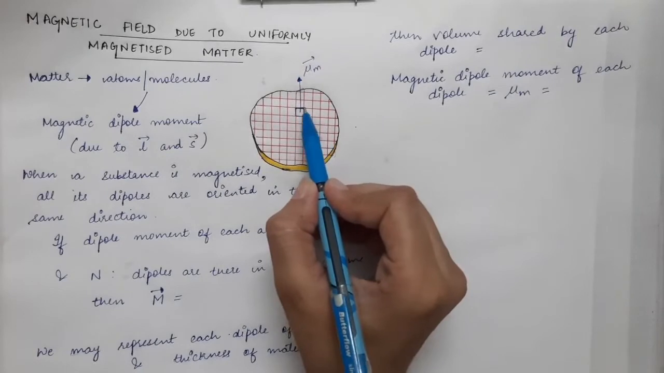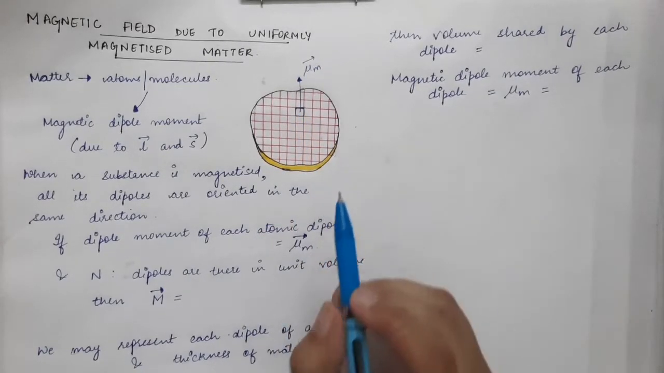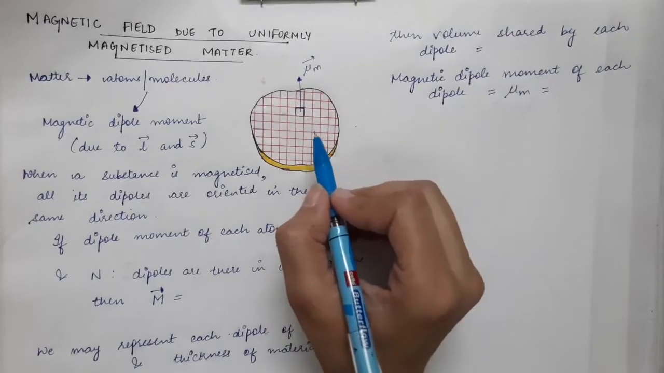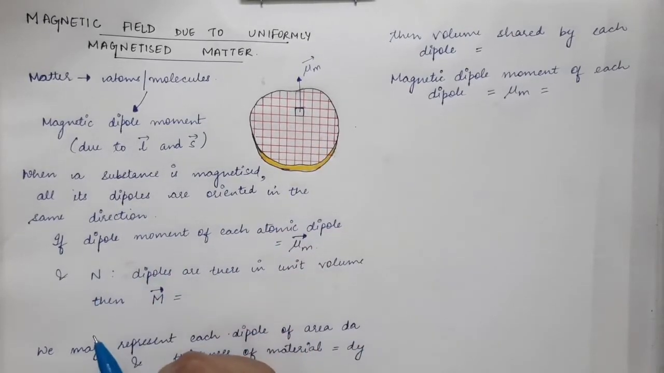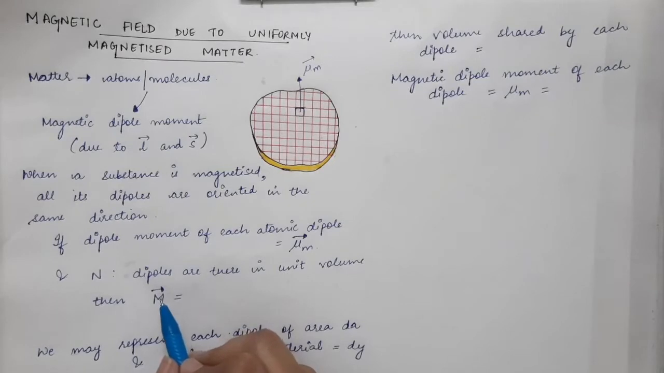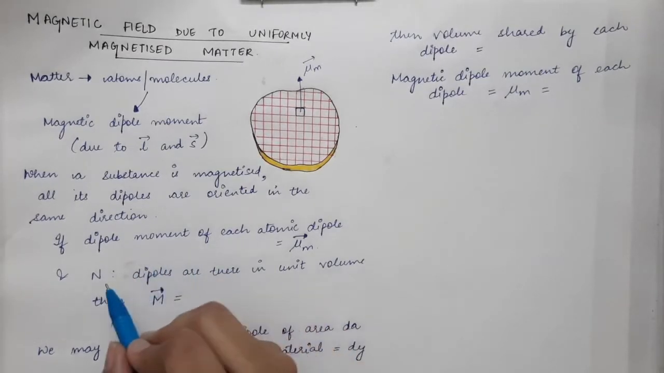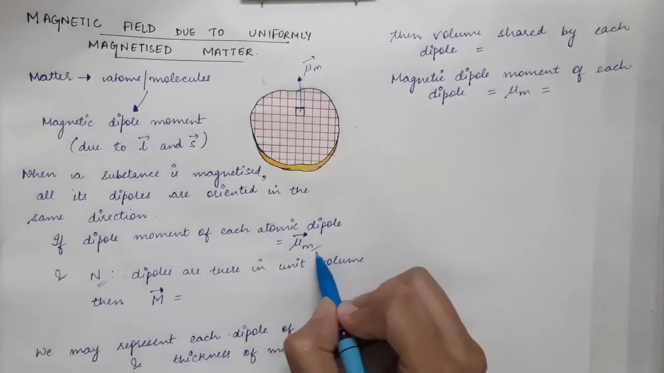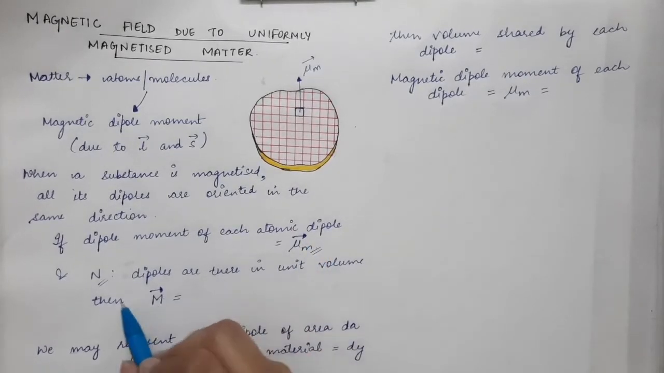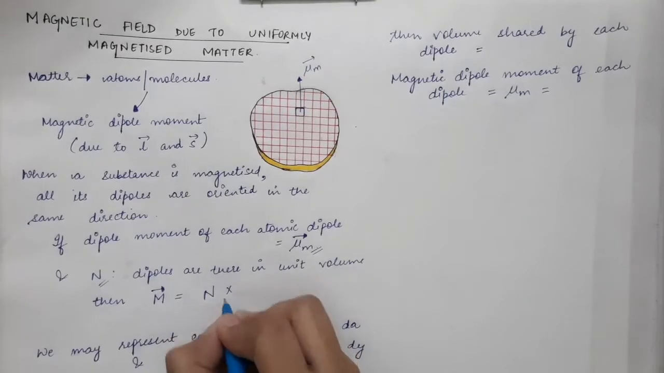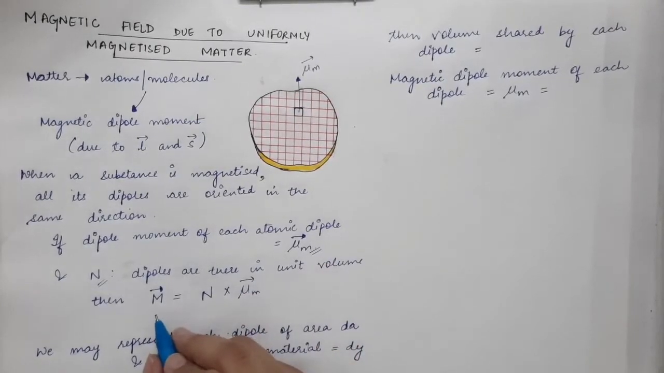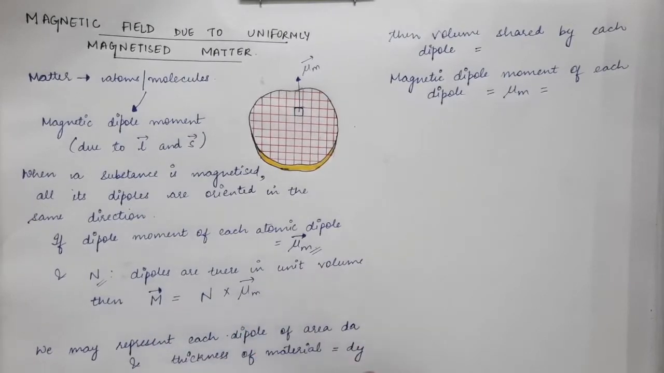So over here, every square represents one magnetic dipole. And let's say there are n dipoles in unit volume. So if you take a unit volume of this sample, let's suppose there are n number of dipoles in unit volume. So what will be M vector? Now M vector is the magnetization. So this is the magnetic dipole moment in unit volume. So there are n dipoles in unit volume, and the magnetic dipole moment of each atomic dipole is represented by mu m vector. So M vector can be written as the number of dipoles in unit volume times the magnetic dipole moment of each atomic dipole. So this will be equal to magnetization, means magnetic dipole moment in unit volume.